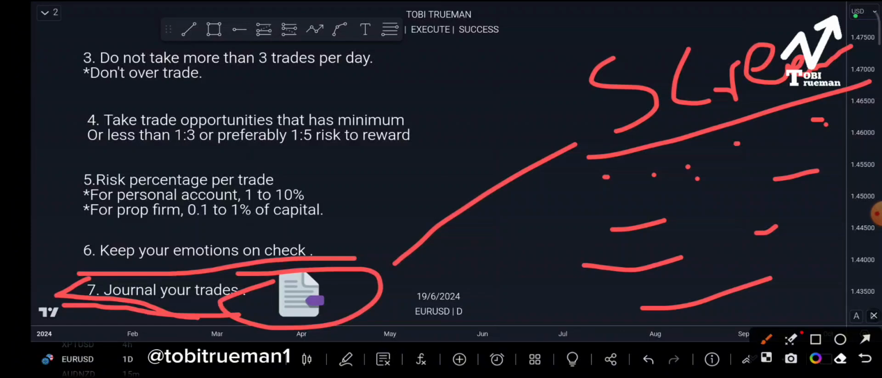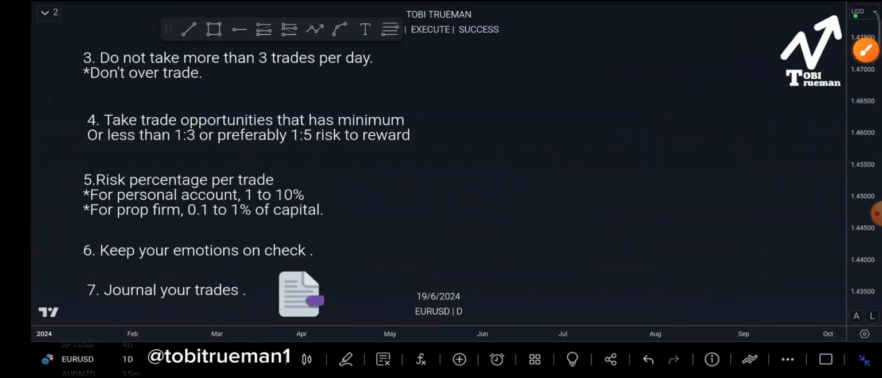I can do some videos explaining more about the risk percentage you can take, and also journaling your trades, for more explanation and clarity. But these are just the things you have to know in as much as you want to trade. You want to do day trading using this SMC with AMD confluence.